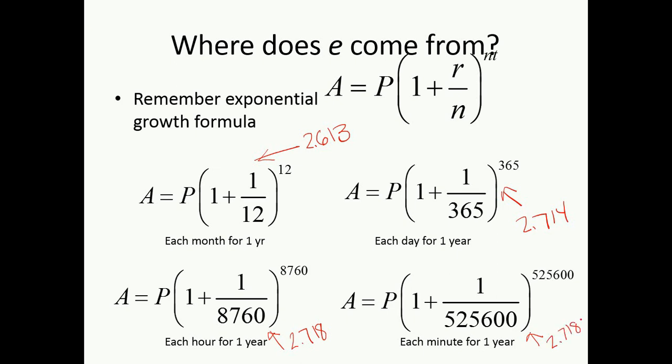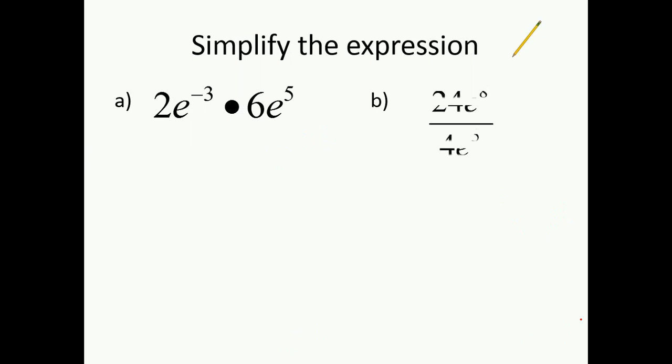As I start to compound continuously, or as I basically just never stop compounding, I reach, if you want to consider it, a plateau of growth of 2.718. So he realized that that would be the growth amount. Thus, Euler's number was born. So, what we're going to want to focus on today is how do you simplify stuff with e, and also how do we graph things with e. So, first part, let's simplify expressions.